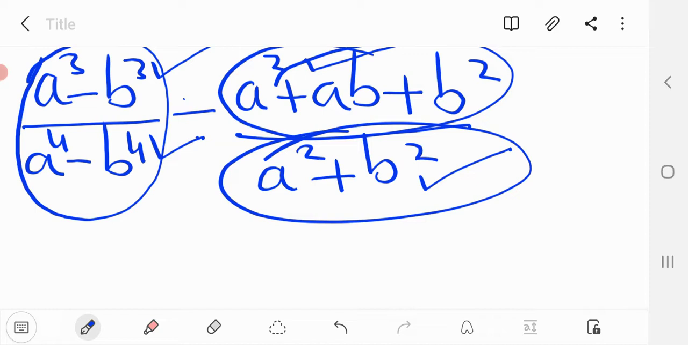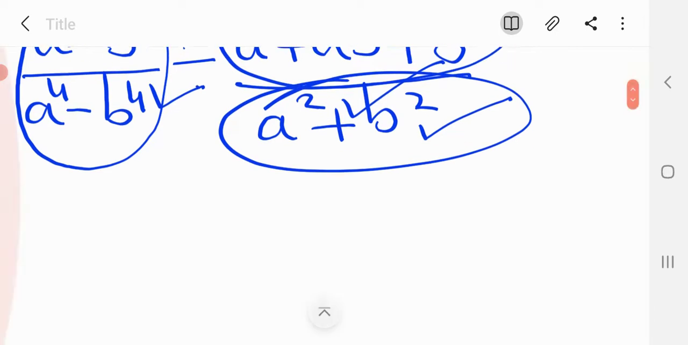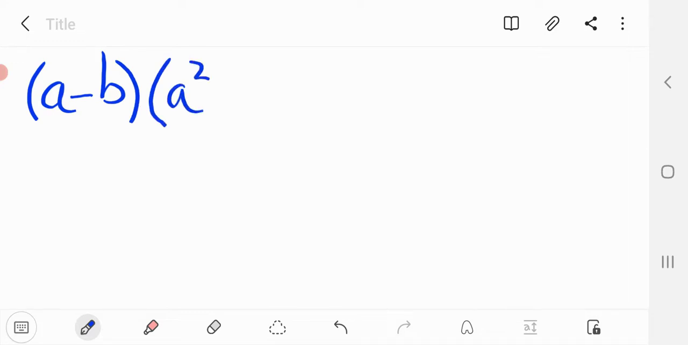But we have such quadratic factors in a cube minus b cube and a power 4 minus b power 4. So whenever I write them, they will be cancelled, and we will reach the final answer. So let me proceed with this question. A cube minus b cube, this formula we already know: a cube minus b cube is equal to a minus b into a square plus b square.